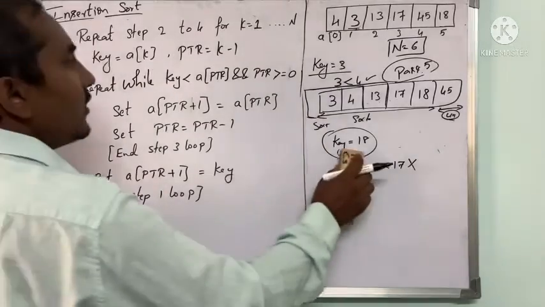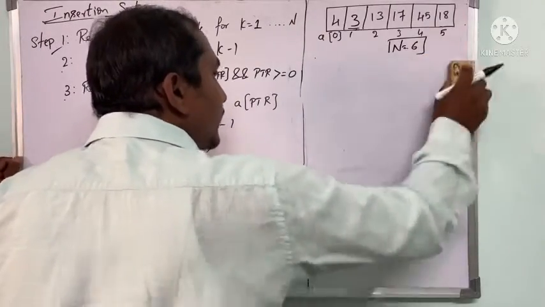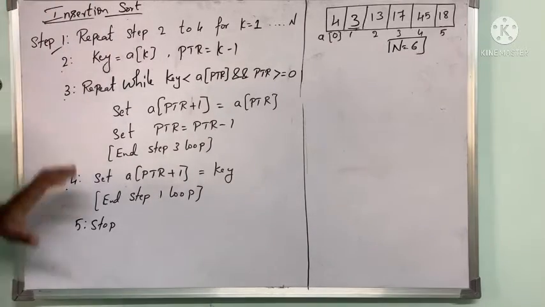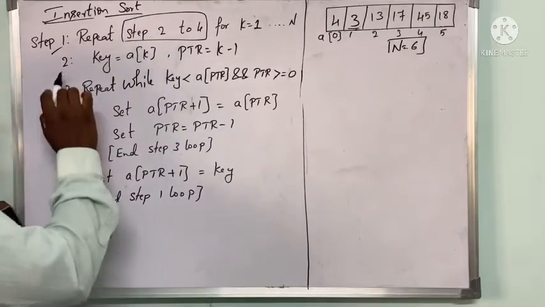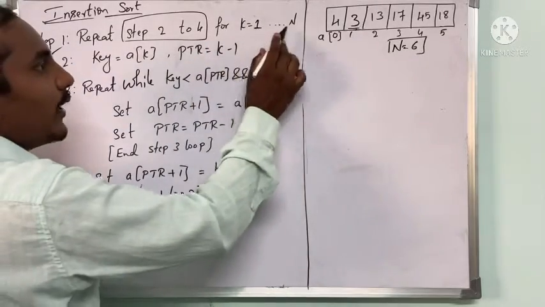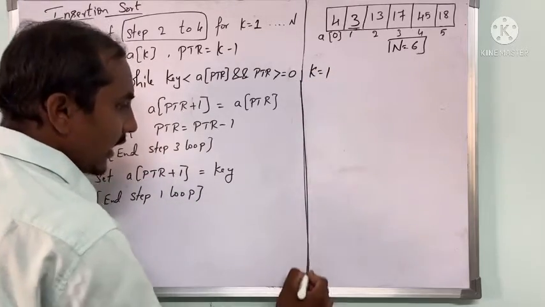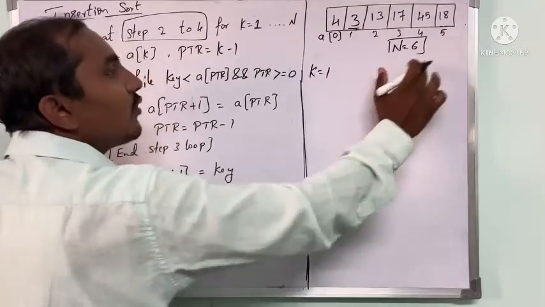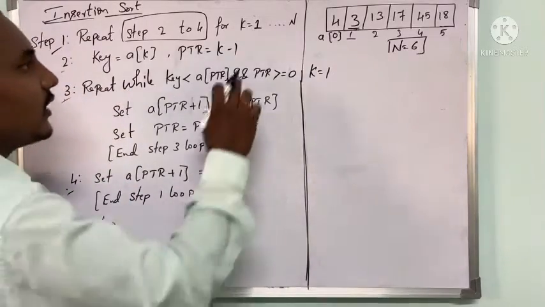Now let me explain the algorithm. As we discussed, whenever we see repeat, it is nothing but a looping statement. We want to repeat some set of statements: step 2, step 3 and step 4, for k equals 1 to n. k is the index value that we start with 1. I already told you, we consider the first element as already sorted and only the rest of the elements, starting at index 1, so we start with 1 till n.